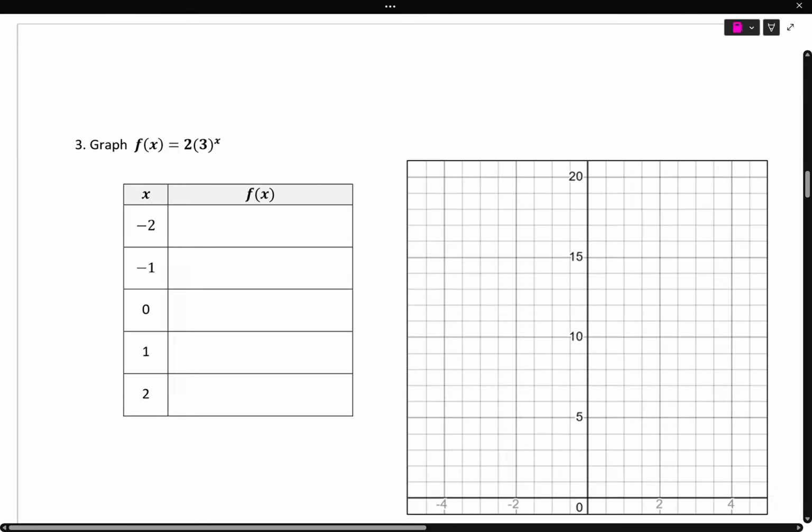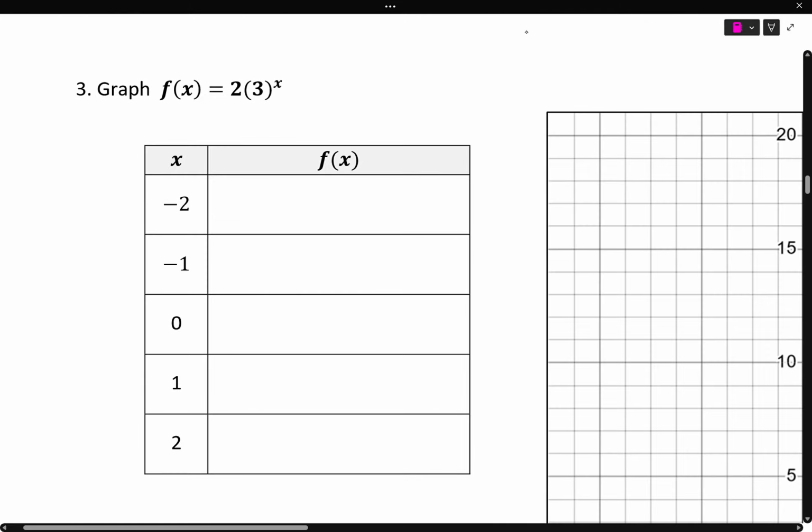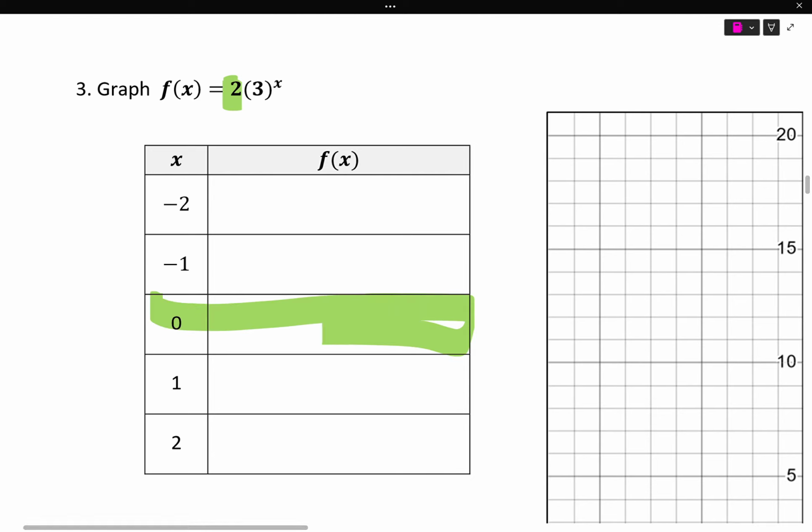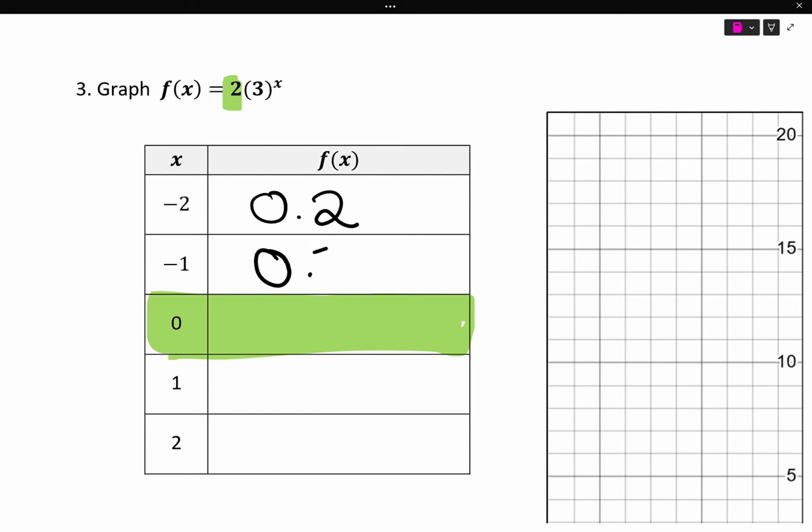Number 3. Now, number 3 has a visible number in front. Let's see how that influences our y-intercept. When I raise this to the power of -2, I get 0.2. When I raise it to -1, I get 0.7. When I raise it to the power of 0, I get 2. Yes, that very same 2 that I have highlighted in green in the function.